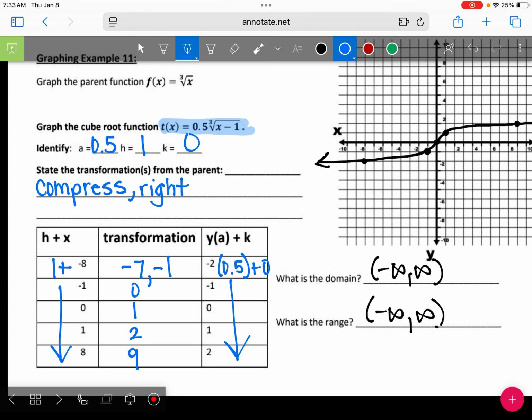And we're gonna have some decimals. So we just do the best we can. They don't have to be perfect.